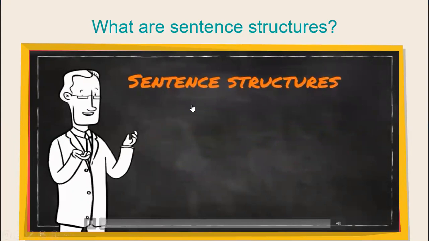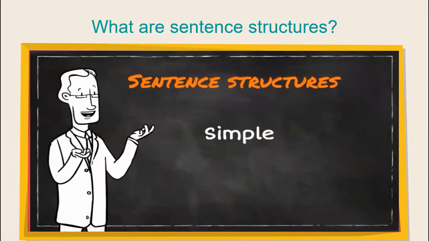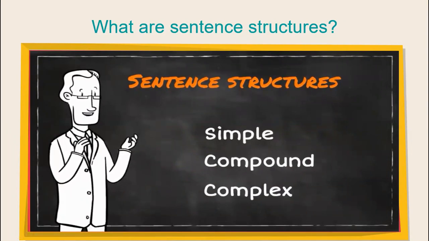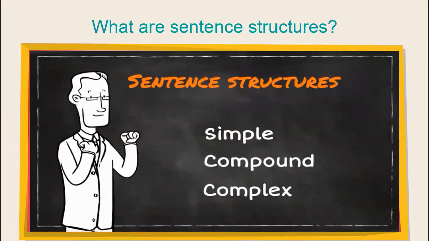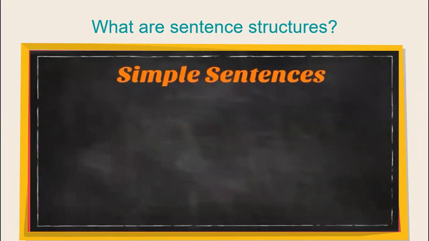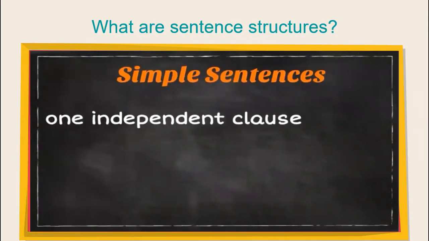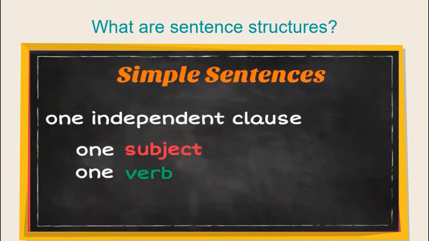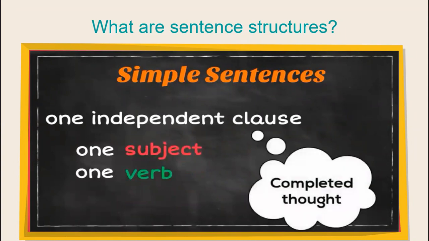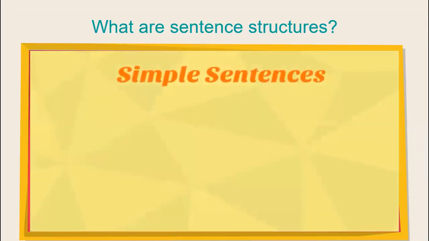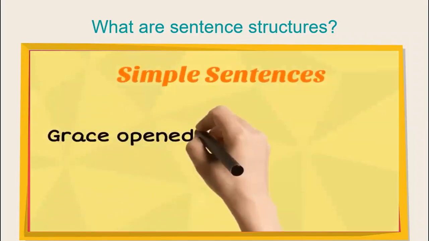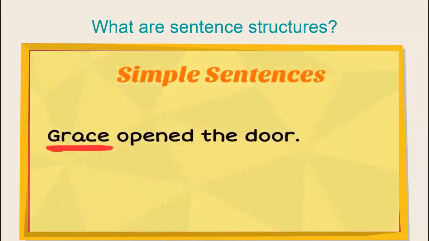There are three types of sentence structures: simple, compound, and complex. It's important to use each of these structures because it makes our writing more engaging for the reader. Simple sentences. A simple sentence has one independent clause. That is, it has a subject, it has a verb, and it is a completed thought. Here's an example of a simple sentence.